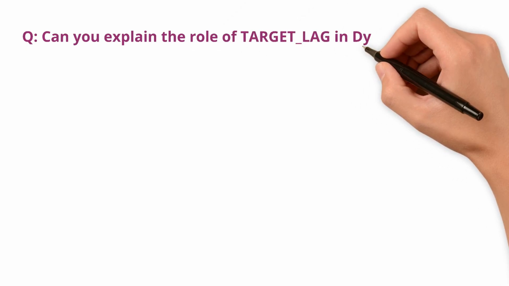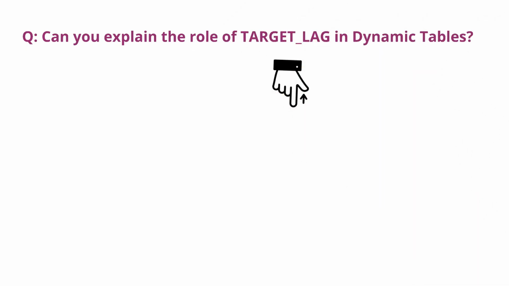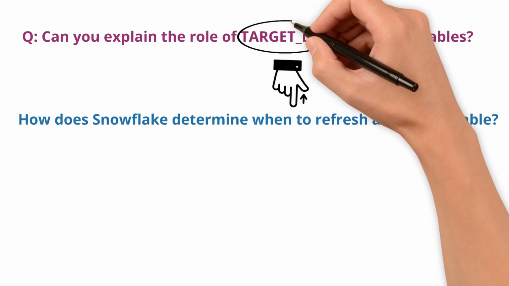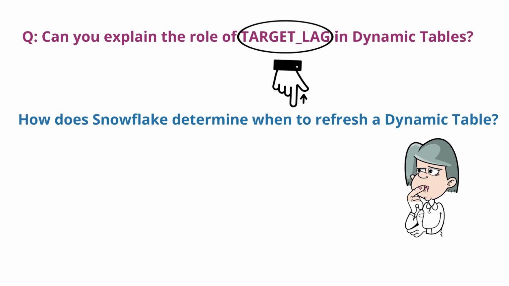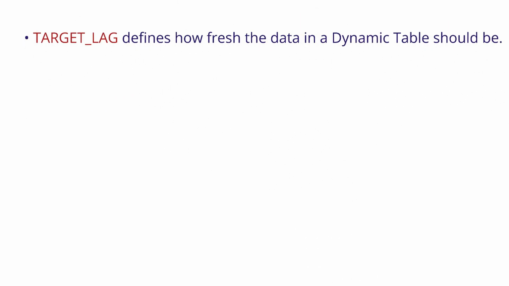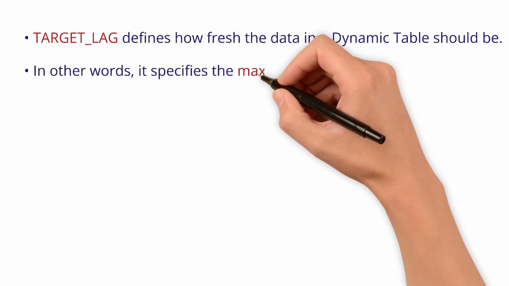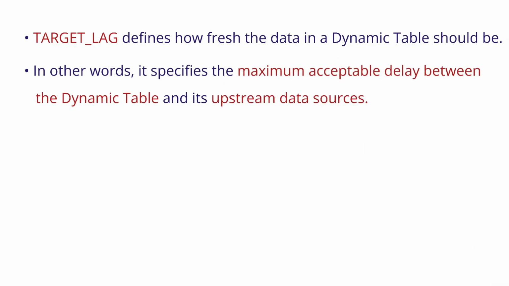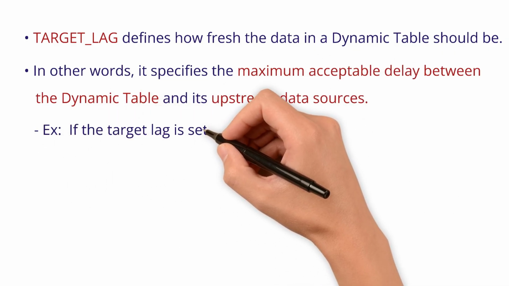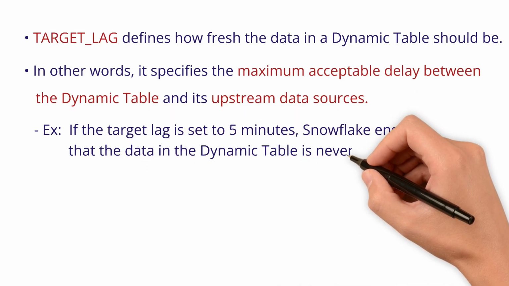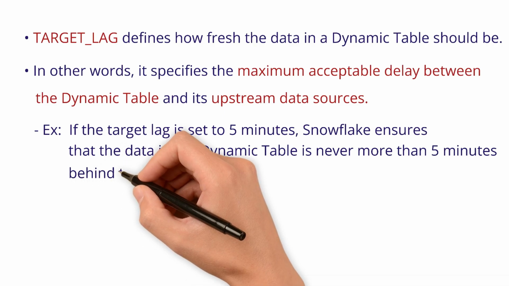Next up, can you explain the role of target lag in dynamic tables? This question is similar to the previous one, but here the focus shifts specifically to target lag. Here's how you can answer. Target lag defines how fresh the data in a dynamic table should be. In other words, it specifies the maximum acceptable delay between the dynamic table and its upstream data sources. For example, if the target lag is set to 5 minutes, Snowflake ensures that the data in the dynamic table is never more than 5 minutes behind the source.